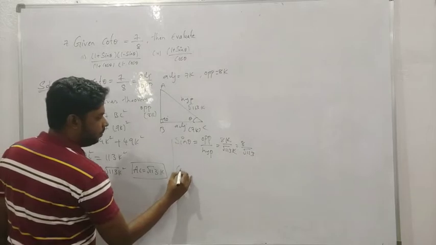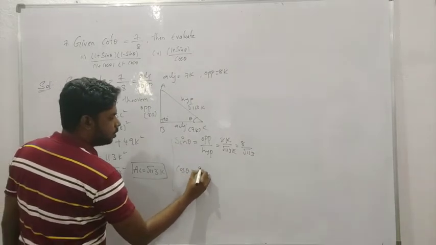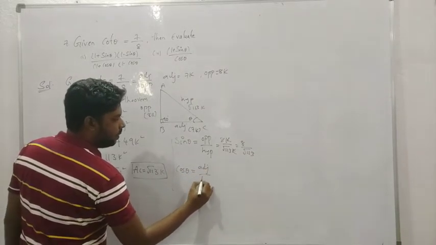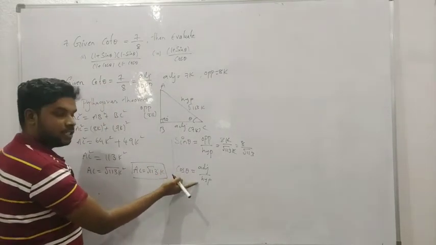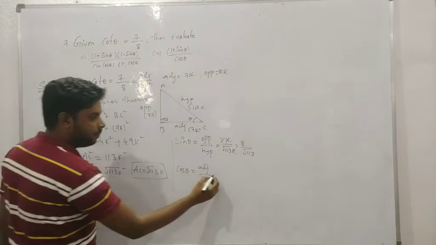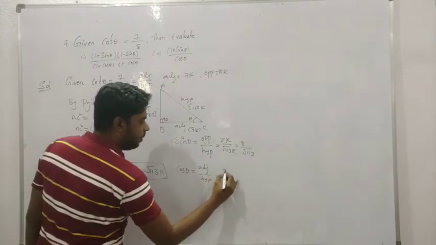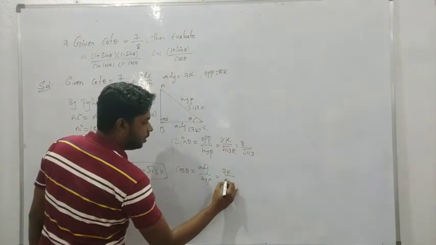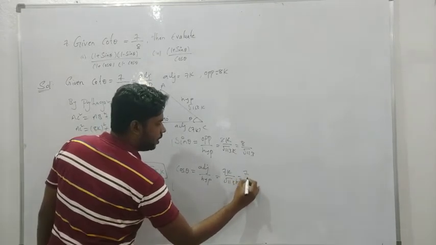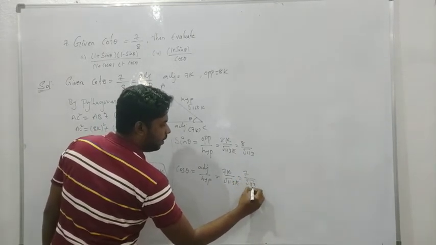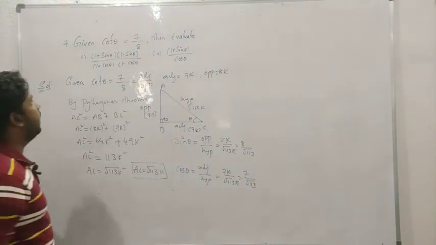Similarly cos theta is equal to adjacent divided by hypotenuse. We have already discussed the sides of the triangle and the trigonometry ratios. How much is the adjacent? 7k divided by hypotenuse, root 113k. K gets cancelled, what will it be? 7 divided by root 113.